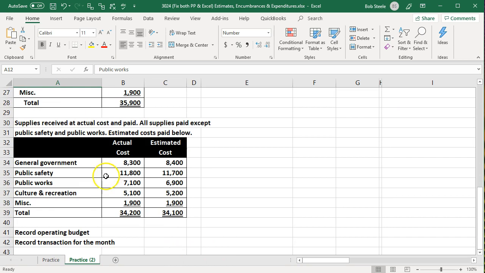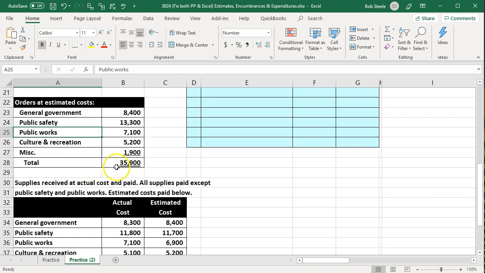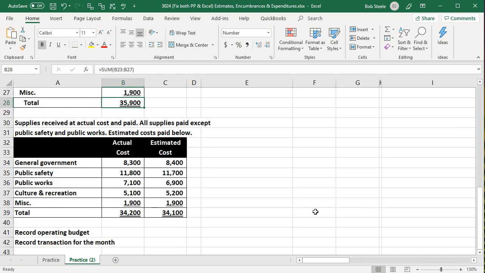Then we have the materials that have been received at the actual cost, and the related estimated amounts are going to be these items. So, in other words, we sent the purchase order for this $35,900, and now we've received the items. Now, when we receive the items, we may not receive the full amount related to this $35,900 at one time. And so what we have to do is break out the estimate related to the amounts that we have and compare that to the actual, because the purchase order and the estimates were just estimates. The actual amount will be different.